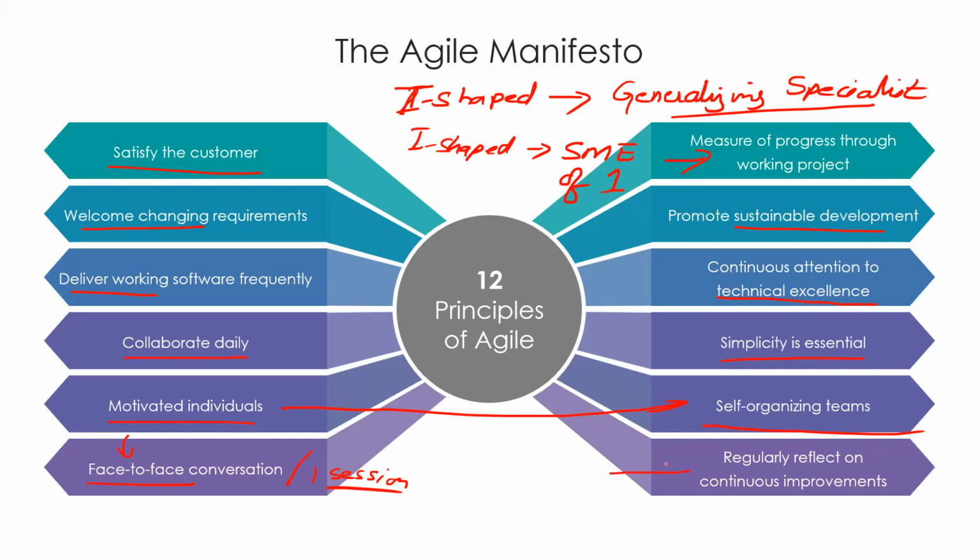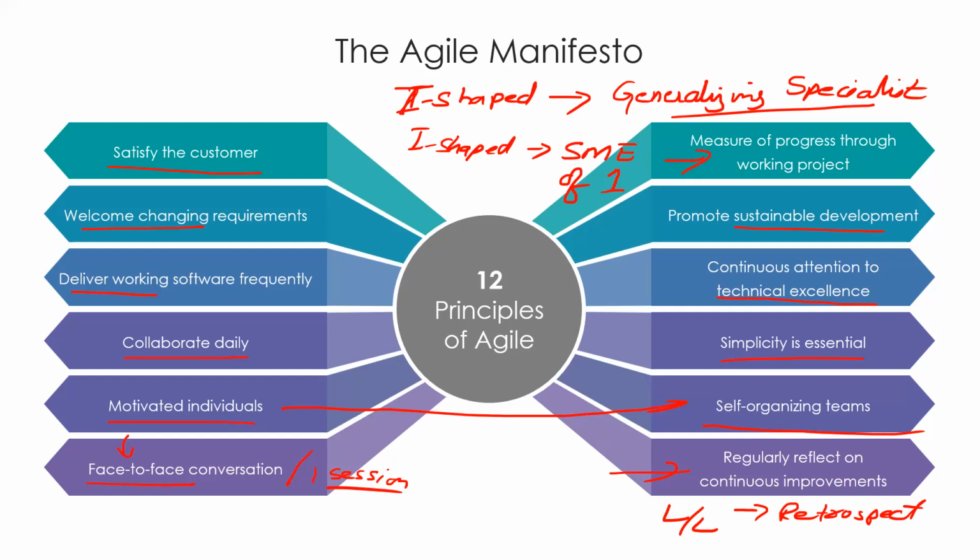And reflect on continuous improvement. In predictive, we have lessons learned, which we do at the end of the phase. In Agile, we do retrospective meetings for lessons learned as well as continuous improvement. So that was a part of the 12 Agile principles. As I said, the 4 manifestos are better to be remembered, and these are the back end of all those things.